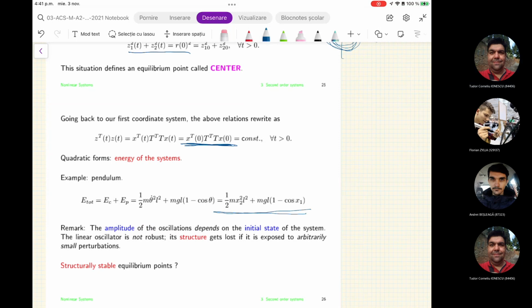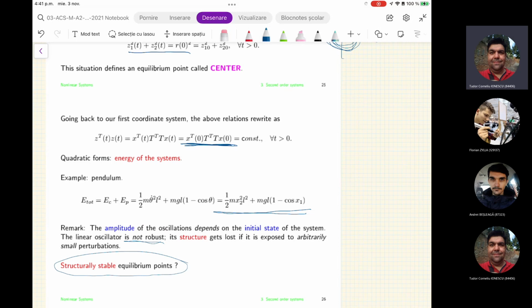Okay? So the amplitude of the oscillations depends on the initial state of the system. Okay? And here it says the linear oscillator is not robust because its structure gets lost, being exposed to any arbitrarily small perturbations, okay? Like this one as well. Now, can we talk about structurally stable equilibrium points?